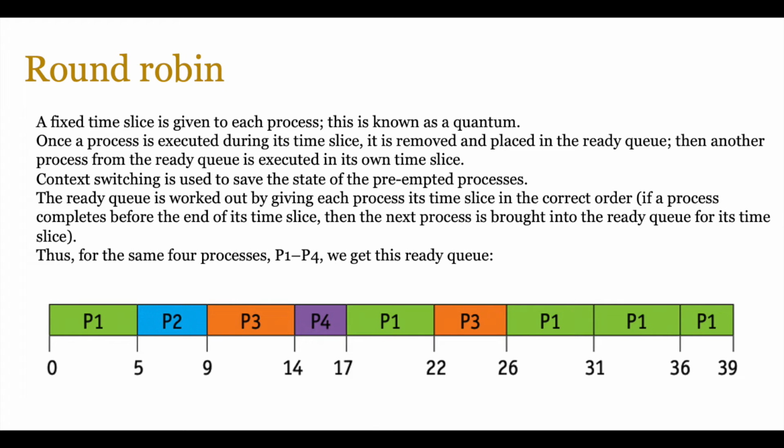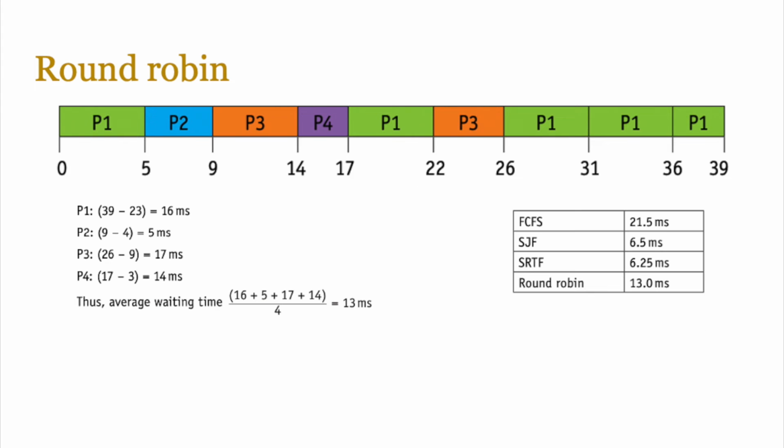So we bring P3 forward. So instead of starting at 10, it starts at 9. And then it goes to 14. P4's got a very small burst time, so it doesn't require the entire 5 milliseconds, and it finishes in 3 milliseconds. Then P1 kicks in, and then P3 kicks in because it's got some time remaining, and then the remaining ones are P1. Now once we get the schedule planned, we can work out the wait time pretty easily.